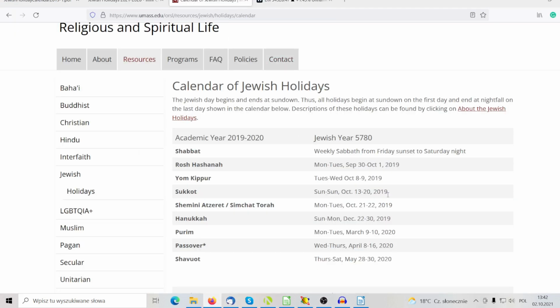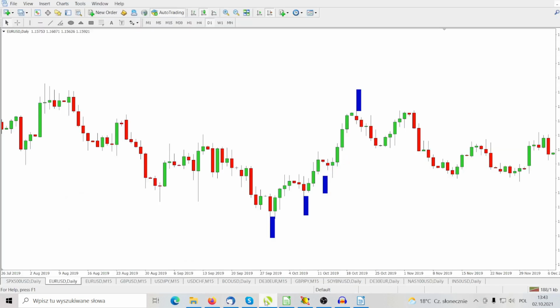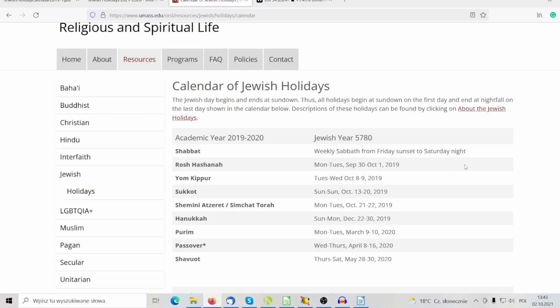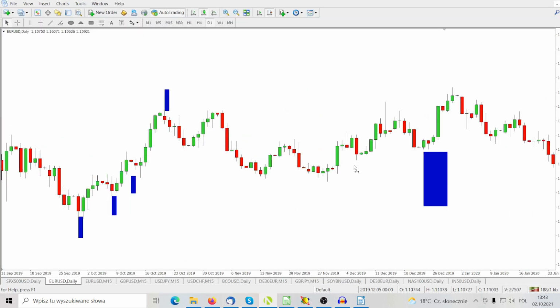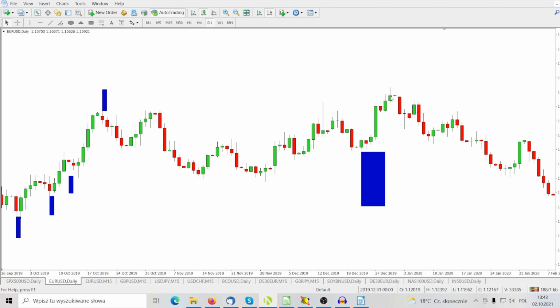The next one, as you see, October 13, 20th is over here, is a very long one. It's 7 days, shows from 13 to 20th, and October 21st, 22nd. 21st, 22nd is this one, this downswing. It's even more interesting. There are also other dates. There's a date in December, 22nd to 30th of December, which is over here. All this upswing is just that holiday.